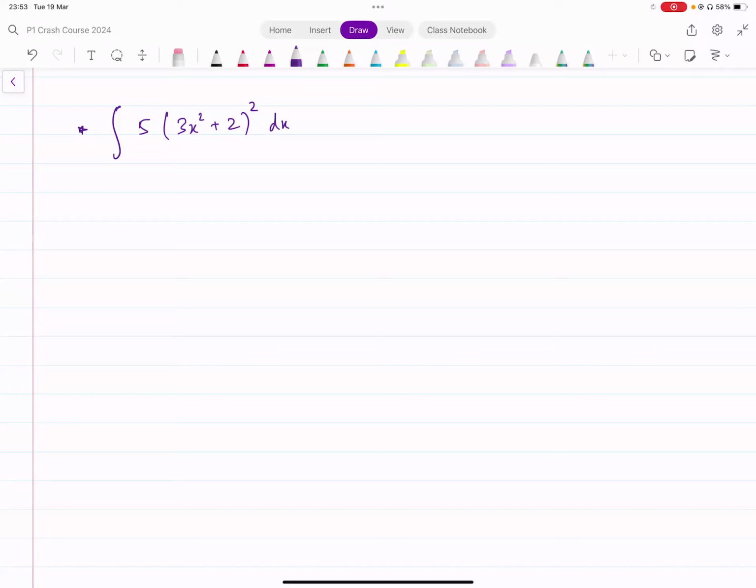Can I have any responses? What is going to be the integration of this thing? Sir, 5 over 18 into 3x squared plus 2 whole raised to power 3. Okay, bracket 3, basically. So you're saying 5 remains as it is, that's a constant, right? Add 1 to the power, so it becomes 3x squared plus 2 whole raised to power 3. Divide by the new power, and also divide by the derivative of what is inside the brackets. What's that? 6x. Is that correct? Yes, sir.